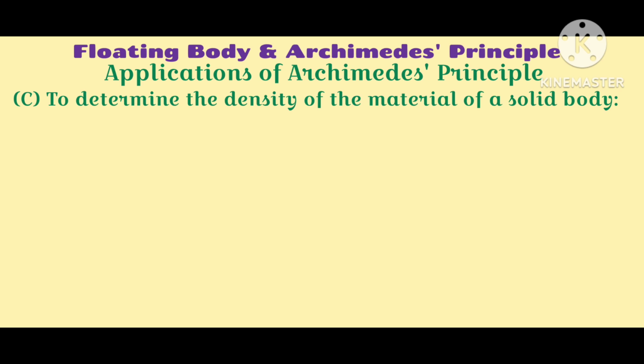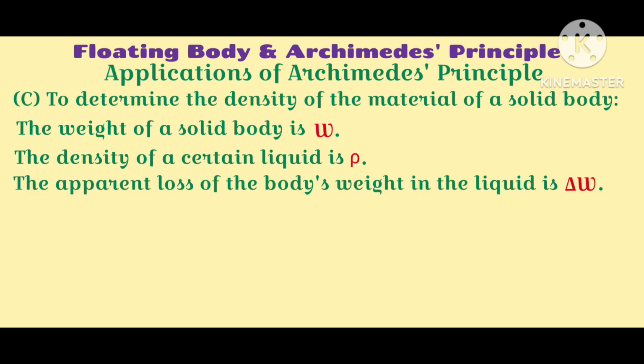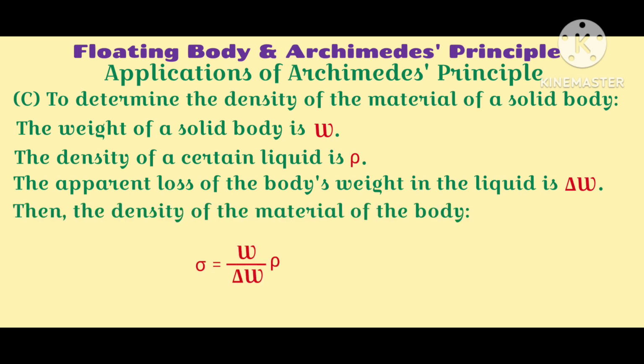Archimedes' principle can help us determine the density of the material of a solid body. Let W be the weight of a solid body. Rho is the density of a certain liquid. Delta W is the apparent loss of the weight of the body when it is fully immersed in the liquid. Then, the following is the expression for the density of the material of the body.